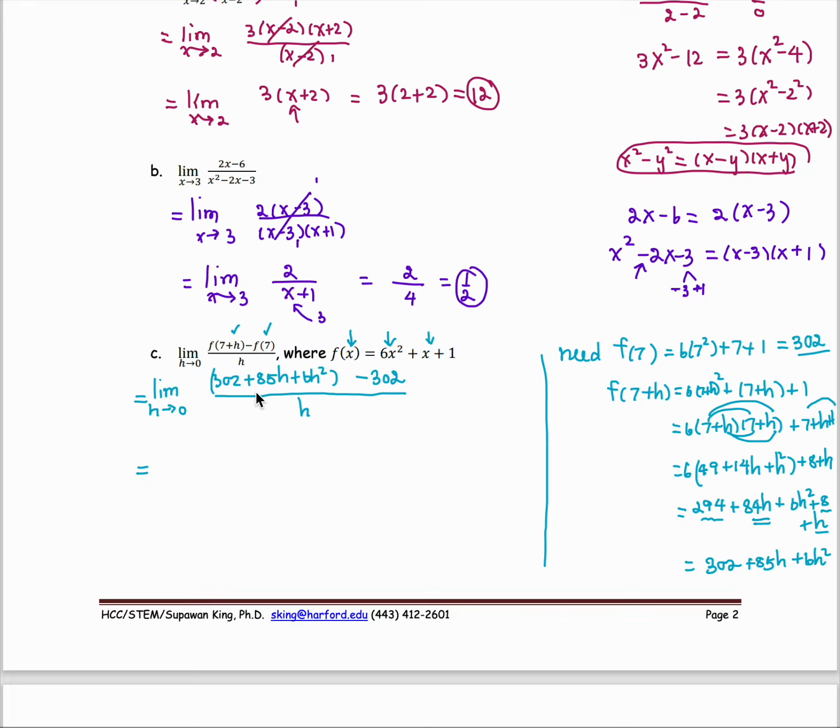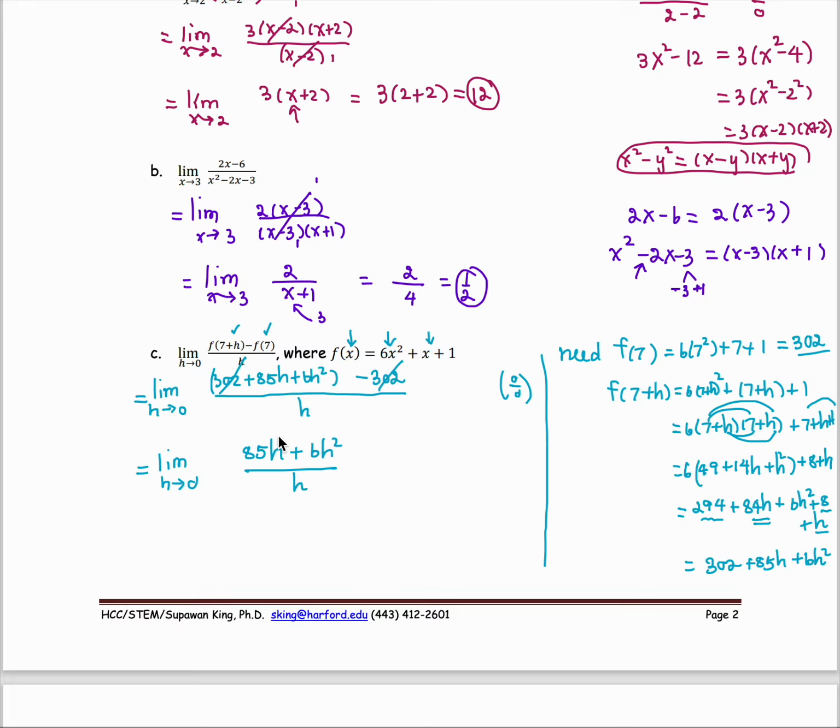Next, when we look at this limit, as you see, the bottom of course gonna be 0. How about the top? 0 here, 0 here. Yes, gonna turn out as 0 over 0 if we direct substitution in there. So we're gonna simplify the expression that we have. When we take away the grouping symbol, we can see that 302 cancel out. Then we have 85 times h plus 6h squared, all divided by h.